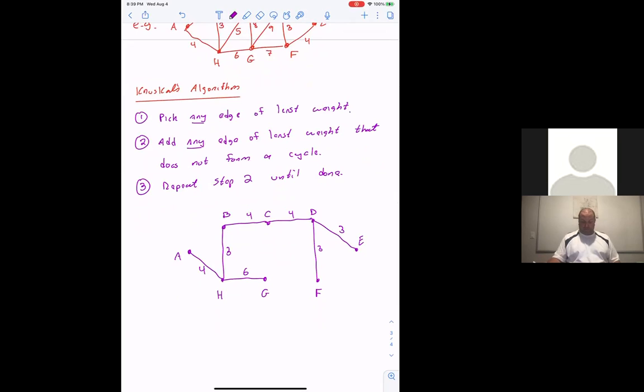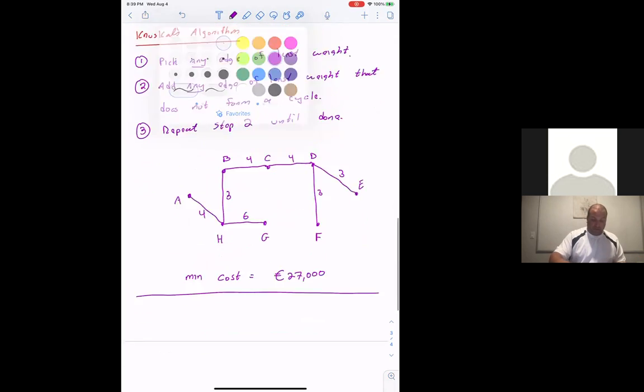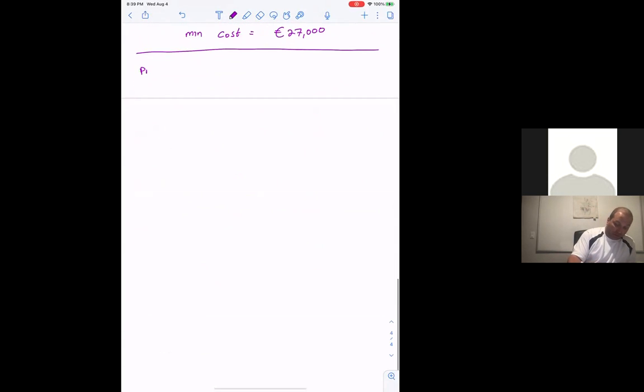What's the weight? 3 plus 3 plus 4 plus 4 plus 6 plus 3 plus 4. That is 27. What is the context of this problem? Find the minimum cost of connecting all the houses on an estate. Now they're all connected. The units are thousands of yen. So the minimum cost is, oops, they're not yen, it's euros. The minimum cost is 27,000 euros. That's Kruskal's algorithm. Perfectly valid algorithm, it will get you the right answer every time. Here's another algorithm, Prim's algorithm.